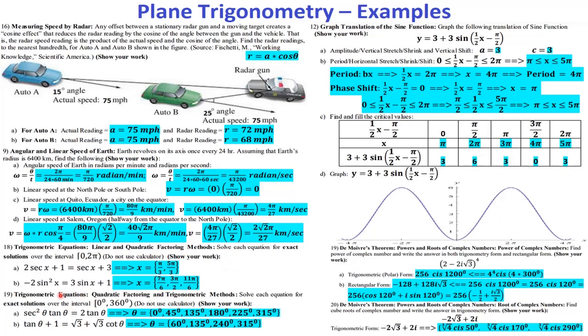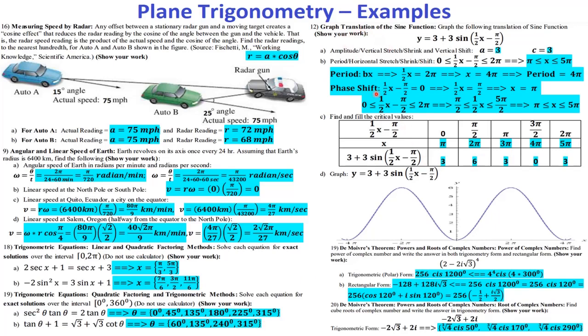Then in degrees, if you solve the equation with tan theta equals 2 tan theta, then when you solve this, theta is 0 degrees, 45 degrees, 135 degrees, 180 degrees, 225 degrees, and 315. When you solve tan theta plus 1 equals square root of 3 plus square root of 3 cotan theta, then the angles are 60 degrees, 135 degrees, 240 degrees, and 315 degrees.